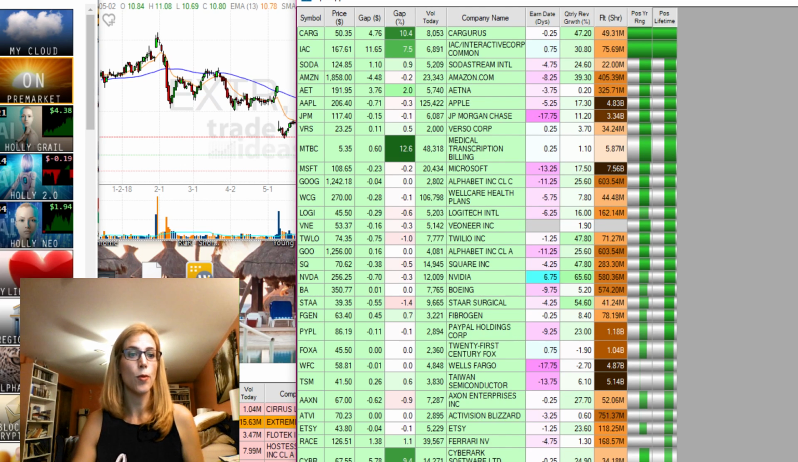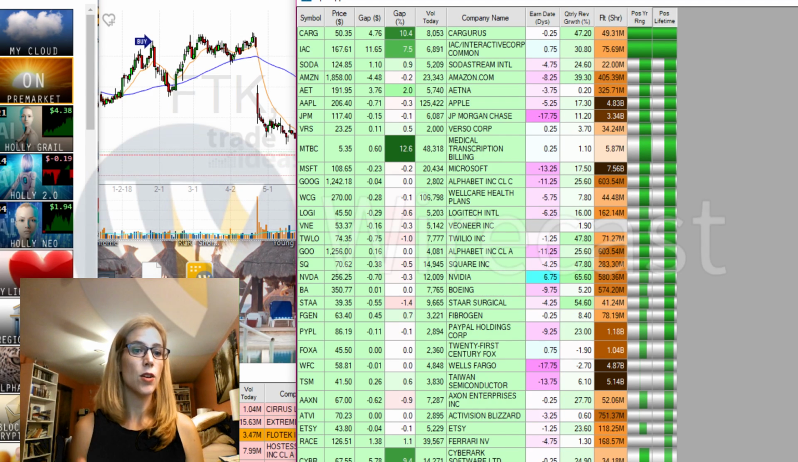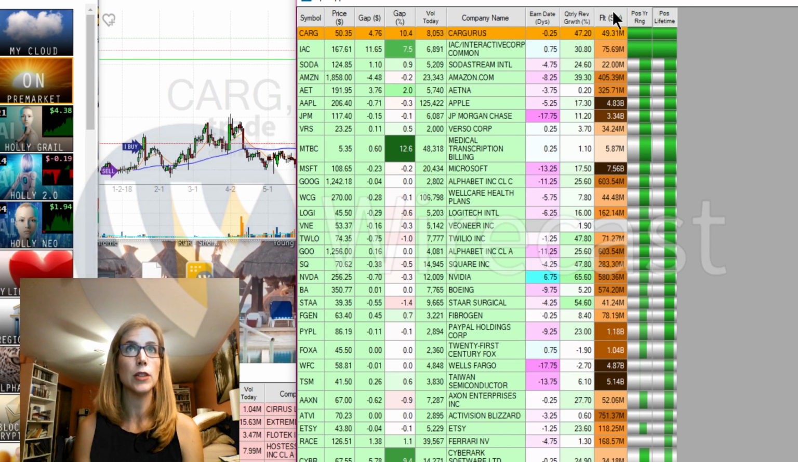I'll explain it a little bit more. Let me go ahead and just show you which ones that I selected and why, but I'll go over the float for you. Basically, the float is the amount of publicly traded shares, or the amount of shares that are available to be publicly traded.